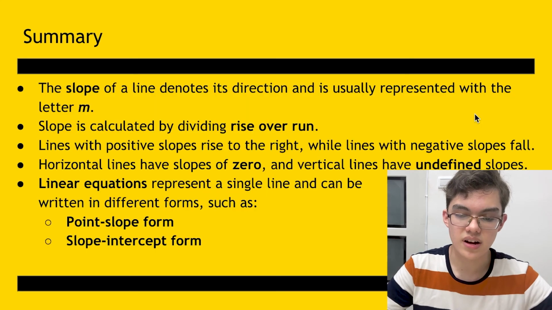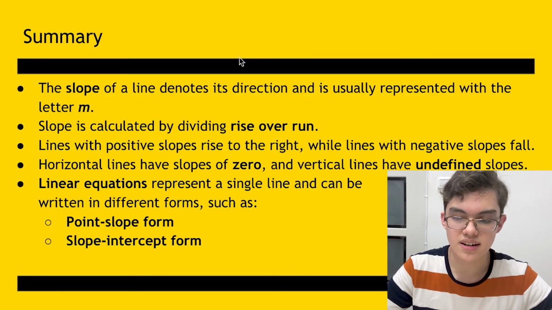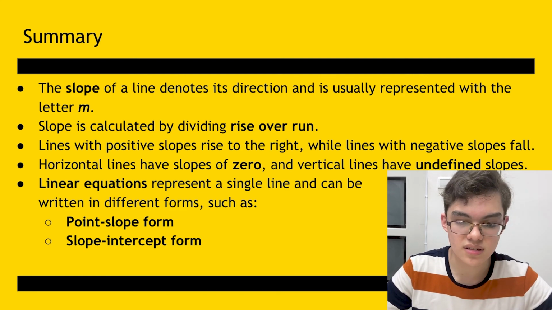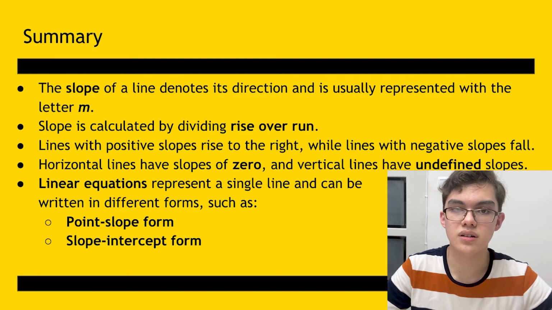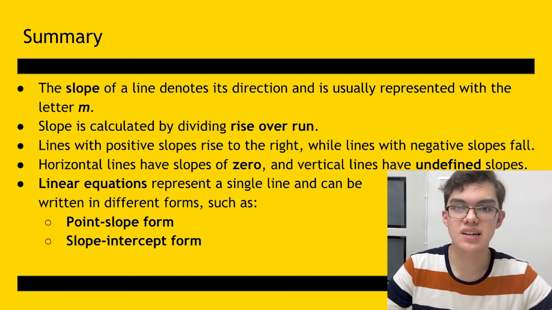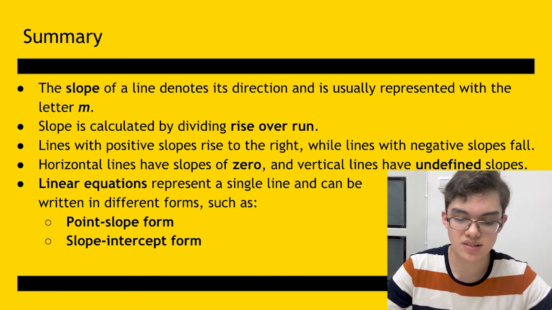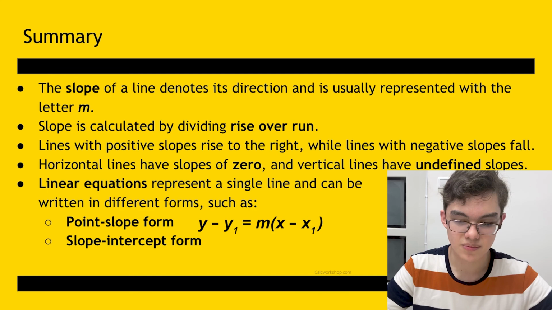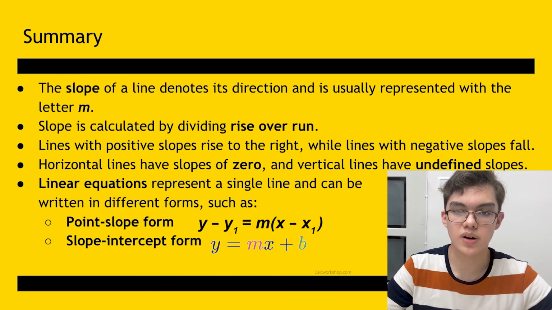And okay, to summarize, the slope of a line denotes its direction and is usually represented with the letter m. And slope is calculated by dividing rise over run. And lines with positive slopes rise to the right, while lines with negative slopes fall to the right. And horizontal lines have slopes of 0, and vertical lines have undefined slopes. Linear equations represent a single line and can be written in different forms, such as point slope form, which is y minus y1 equals m parentheses x minus x1, and slope intercept form, which is y equals mx plus b.